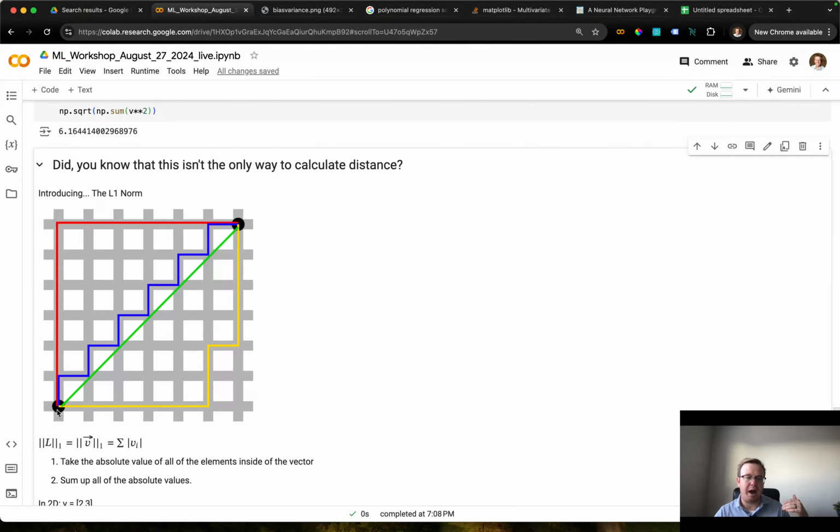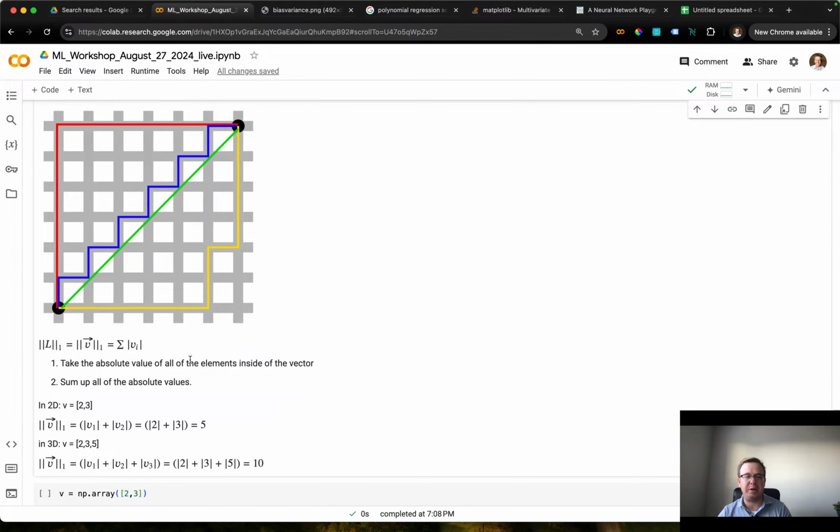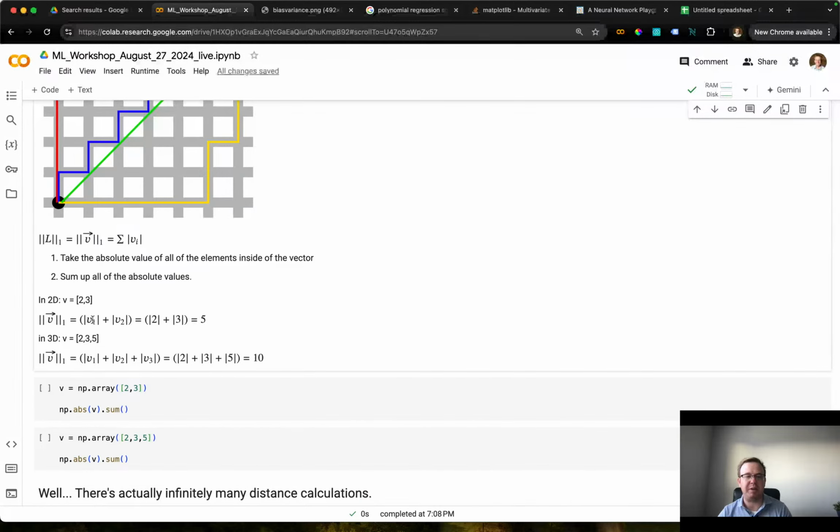Instead of calculating this diagonal line, we just add up the distance traveled in the horizontal direction and the distance traveled in the vertical direction. The taxi cab norm, it's as a taxi cab would drive. So essentially what we do is we just take the absolute value of the elements in the vector and then add them up. So absolute value of 2 is 2, absolute value of 3 is 3, add them up and we get 5. That's the L1 norm of this vector.